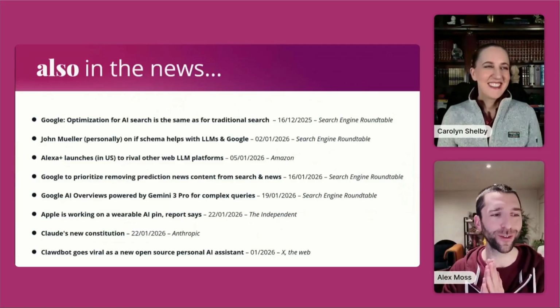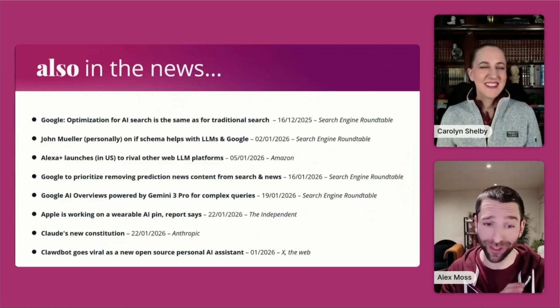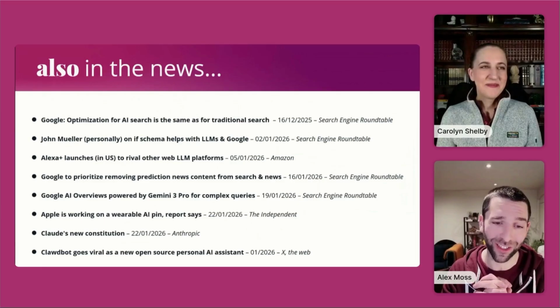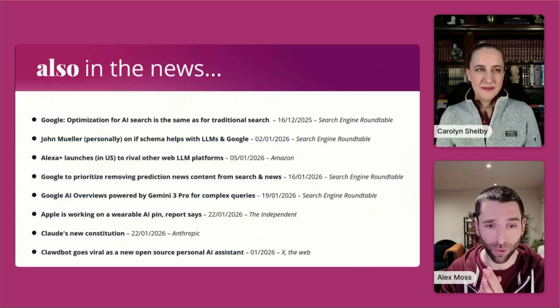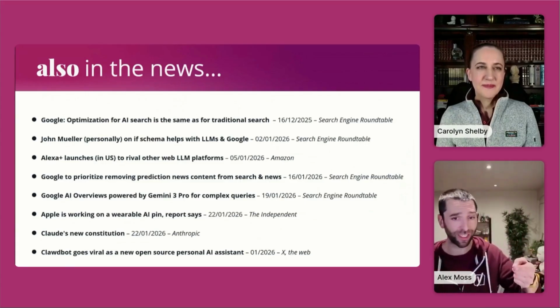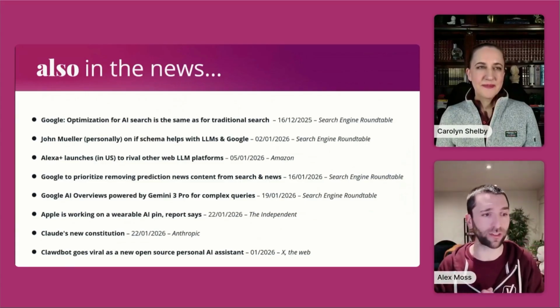What's next? Google to prioritize removing prediction news. Oh, so it did get also in the news. Sorry, I did mention that earlier. So if you're doing any prediction news, spend some time doing some other stuff that's more additive and maybe optimize stuff that's already there and add value to that. AI overviews powered by Gemini 3 for complex queries. And then again, they've done the answer right now for the quick think stuff.